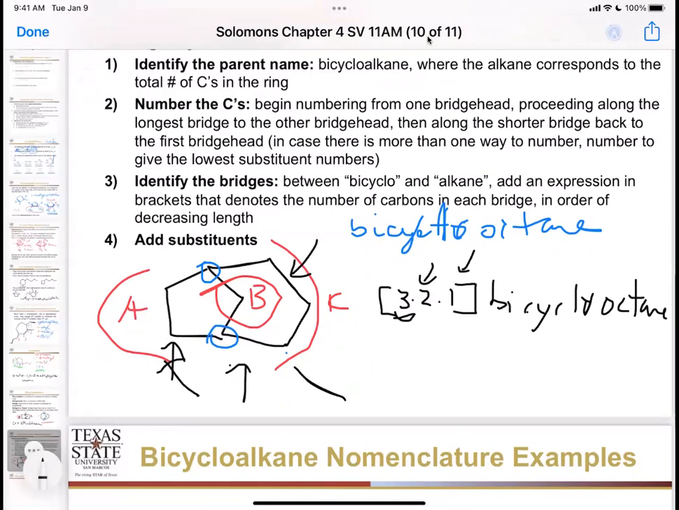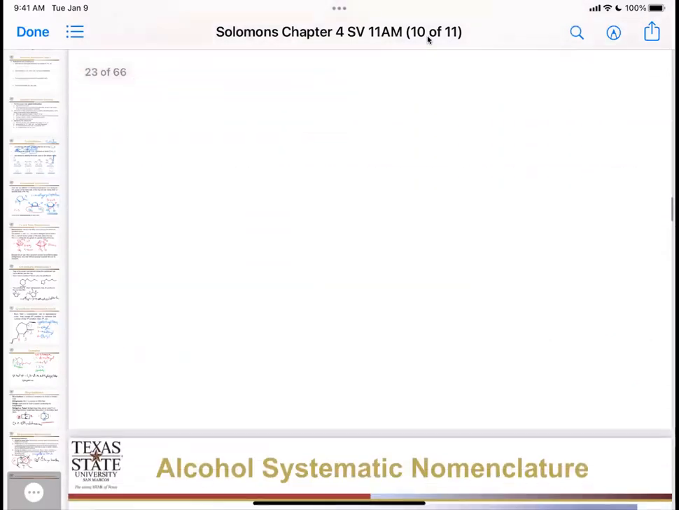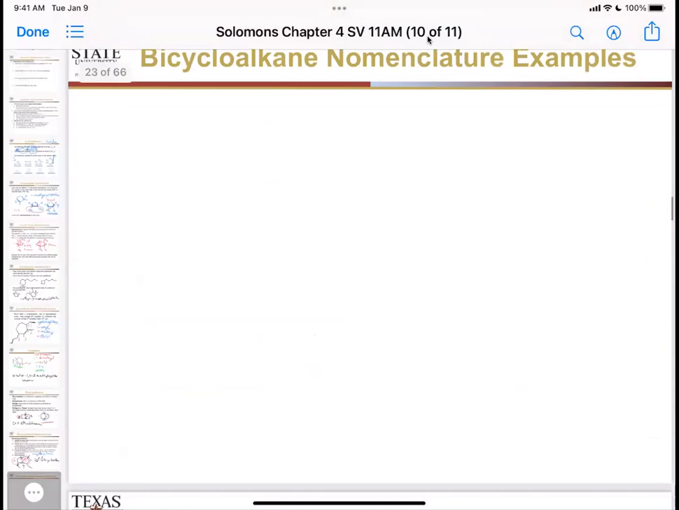Okay, so I'm going to name a couple of those, and that's where we're going to stop. This is where it'll end for the exam, bicyclo nomenclature, okay? Everything up to bicyclo nomenclature, plus chapters 1 and 2 and 3, okay?